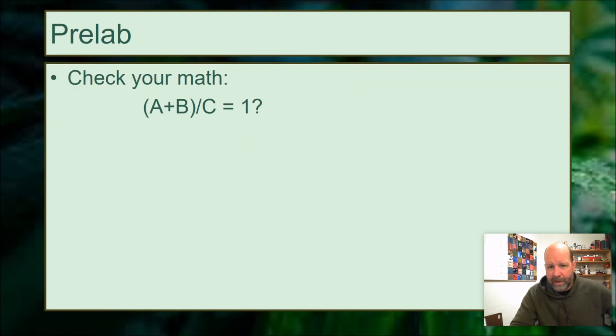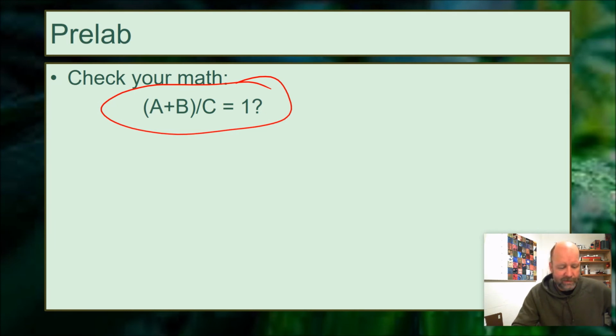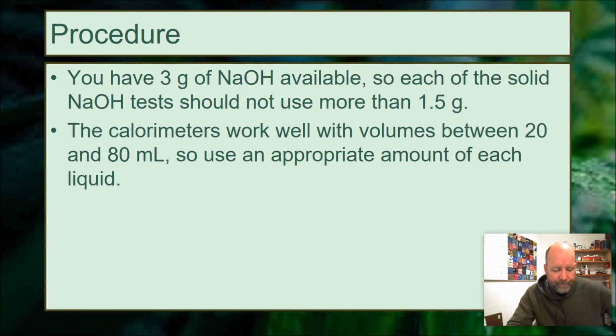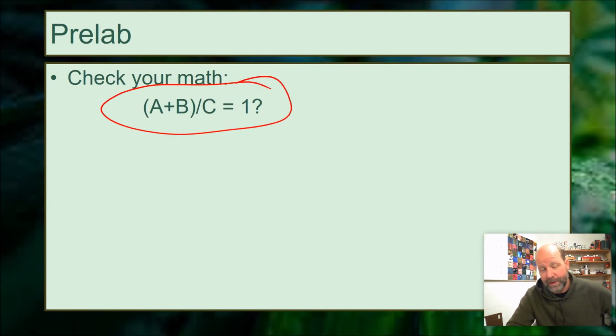Then you're going to check your math. If you take A plus B and divide that by C, you should get 1. Using all the standard heats, that's just mathematically how that should work out. No problem there. This is one of the things we'll do with our actual data to see if our data support Hess's law.